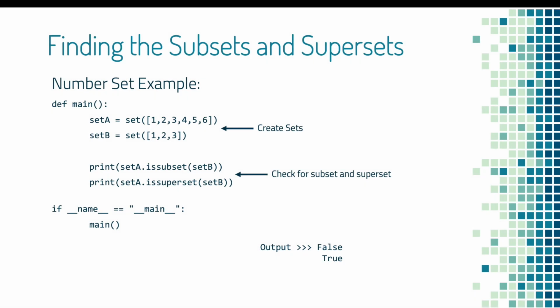So again, here, if we have 1, 2, 3, 4, 5, 6, that's set A, and set B is 1, 2, 3. If you had the question, is set A a subset of set B? No, because set A also includes 4, 5, and 6, which are not in set B. However, is set A a superset of set B? Yes, because set B only has 1, 2, and 3, and all of those entries are found in set A, making set A a superset of set B. This also means that set B is a subset of set A. Okay.